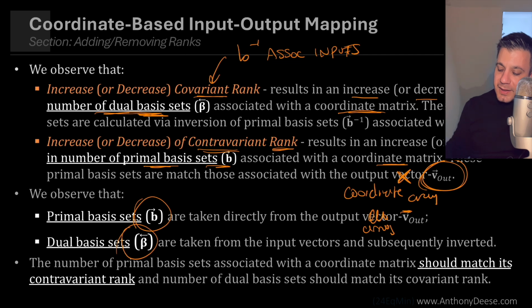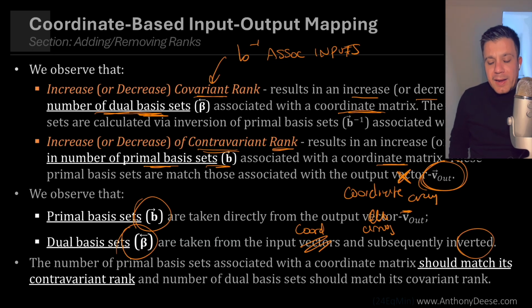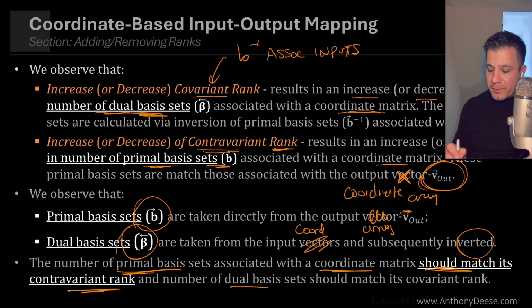So we observe that the primal basis sets are taken directly from the output vector, or again, output coordinate array. And the dual basis sets are taken directly from the input vectors or the input coordinate arrays, and they need to be inverted. If you have questions about why the basis associated with the inputs are inverted and the basis associated with the outputs are not, you'll have to take a look back at either the linear maps module or the one on the rank 3 tensor. So what we see is that the number of primal bases associated with a coordinate matrix should match its contravariant rank, and the number of dual bases should match its covariant rank.